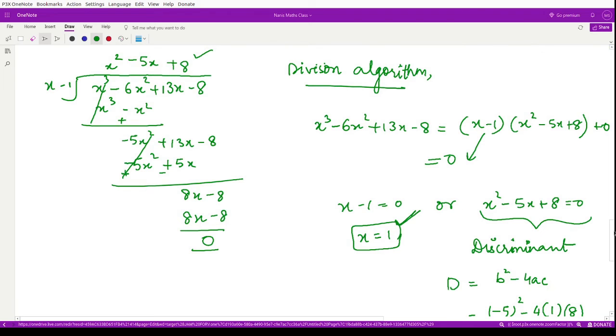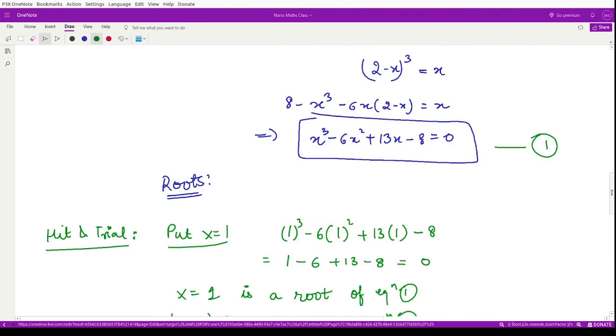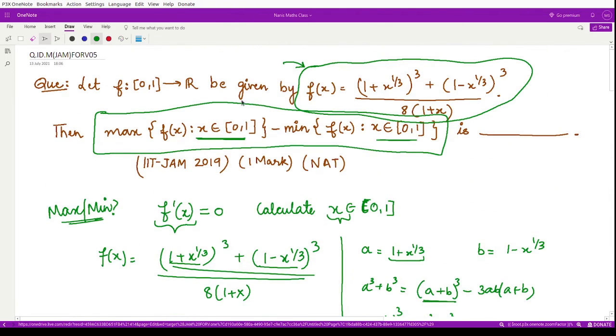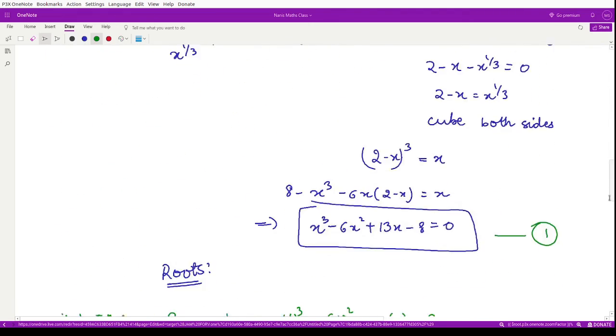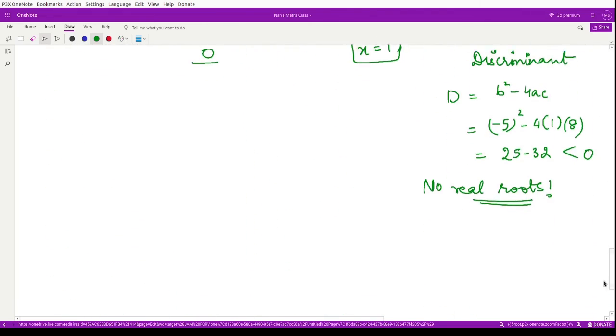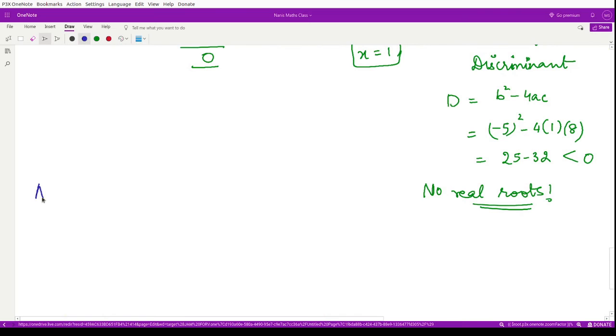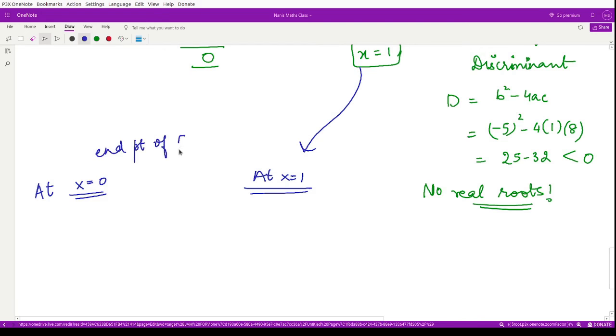But because we are given the interval within which we are to determine the maximum and minimum of this function, this interval is 0 to 1, therefore we will check at the end points of this interval. So one end point is 0, one end point is 1. Therefore we will calculate the function's value at the point 0 and at the point 1. This one point is obtained from here, another point is obtained because this is the end point of the closed interval 0 to 1. So accordingly we'll check what is f of 0 and what is f of 1.